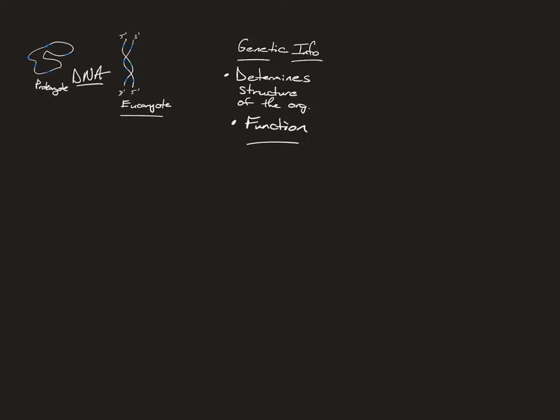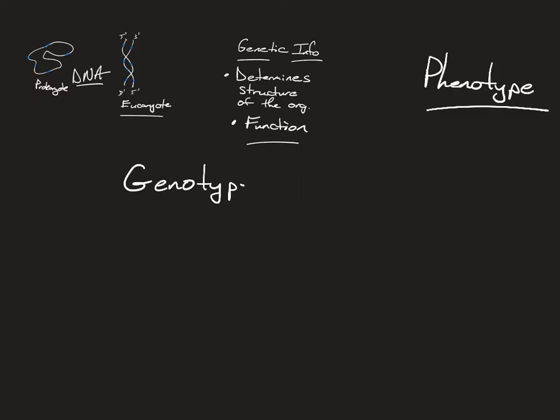I'm going to use this word that everybody here has said over and over again. What is this word? Phenotype. How do you go from genetic information, another way for saying that is what? Genotype to phenotype. How does the sequence of DNA determine what something looks like?